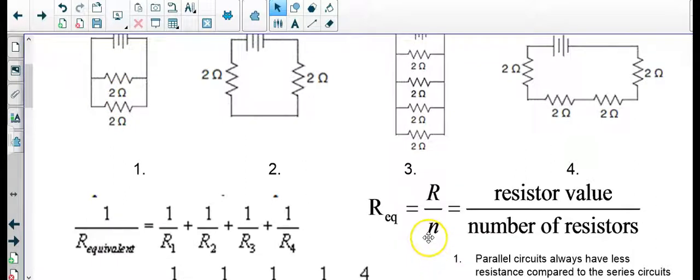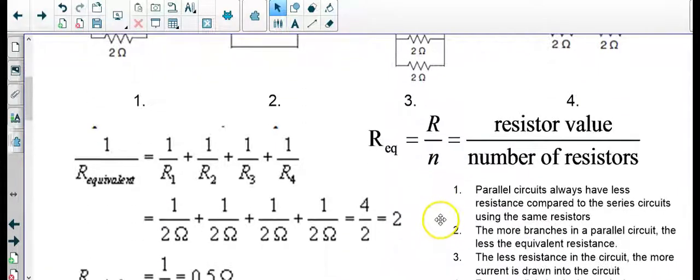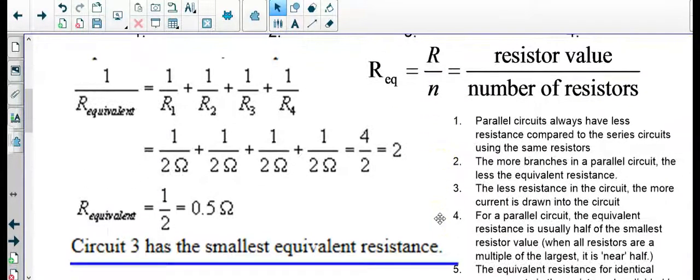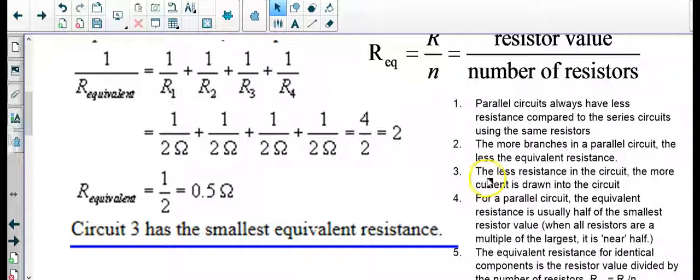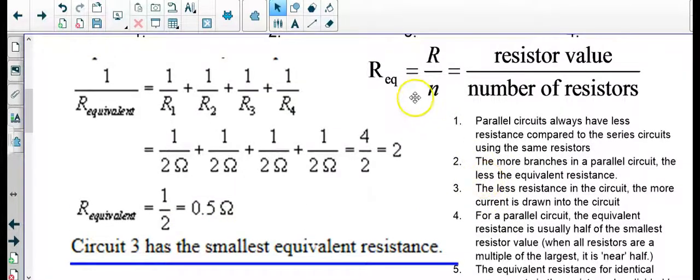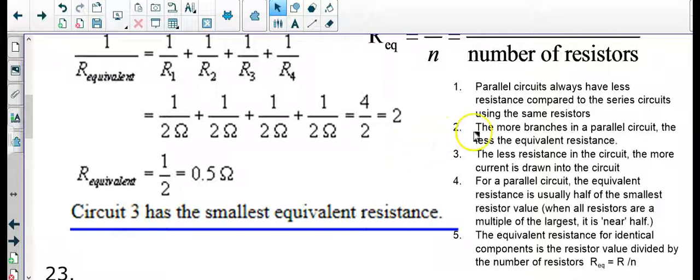We said before that there's this trick that the equivalent resistance is equal to the resistor value divided by the number of resistors. And here's the proof for that. So if you took the equivalent, 1 over R1 plus 1 over R2 plus 1 over R3 plus 1 over R4, and you put the 2 ohms there, you have 4 over 2, you got 2. And invert that, you get 1 over 2, which is 0.5. The formula is very simple to understand, that the equivalent resistance is equal to the resistor value over the number of resistors.